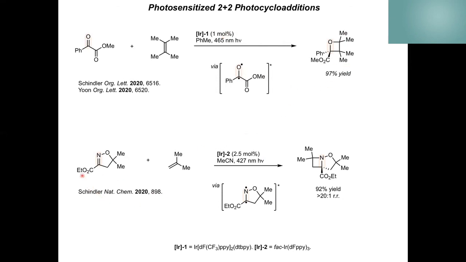And in addition to oxetane forming photo 2+2s through photosensitization, the Schindler group also reported last year this really interesting glyoxylate oxime ether compound that they were able to demonstrate can undergo really selective photosensitization from a slightly different iridium photosensitizer using slightly, but still, visible light activation.